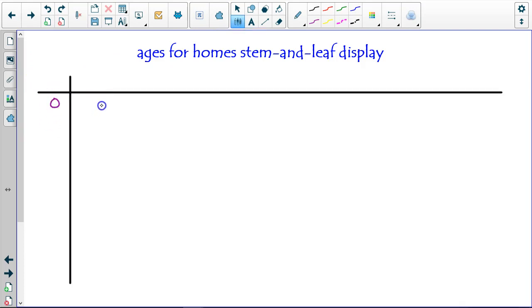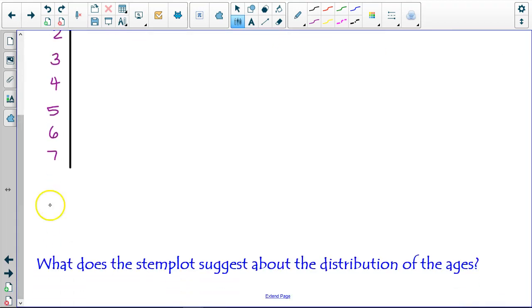For 6 years, put the 6 over here. How many of them were 6 years old? 3. And then once you start with 0, you have to do 1, 2, 3, 4, 5, 6, 7, all the way up to 14. Yeah, you should have gone all the way to 14, because that one house was 144 years.